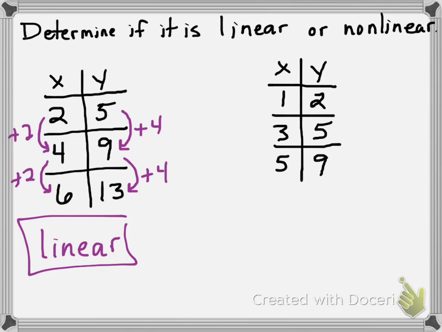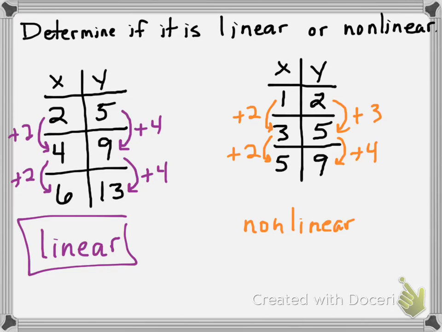Now looking at the one on the right, I'm going to do the same thing. From the 2 to the 5 is plus 3. From the 1 to the 3 is plus 2. So that means it's going to go up 3 and over 2. And then let's see what the next one does. From 5 to 9 is plus 4. And from 3 to 5 is plus 2. Okay, so it's going to go up 3 and over 2, and then up 4 and over 2. That's not the same. So it's not constant rate of change. So it's a nonlinear function.